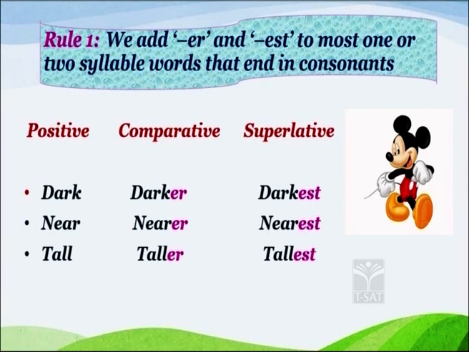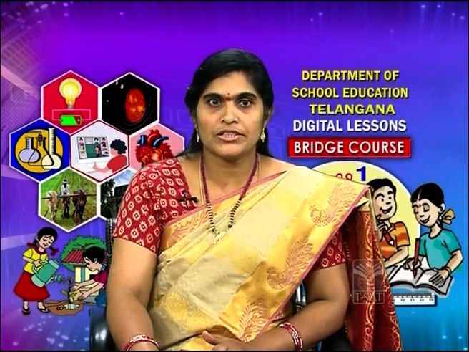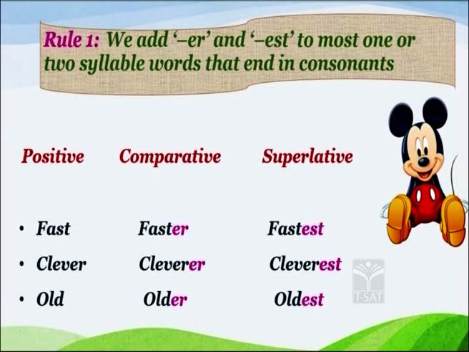In the same manner, the next word, near. So here we have added the letters ER in the comparative degree and EST in the superlative degree. Likewise, the word tall, when it comes to comparative, becomes taller, and when it changes to superlative, it becomes tallest. A few more examples we shall see of how to change a positive degree word to comparative and superlative degree words by adding ER and EST.